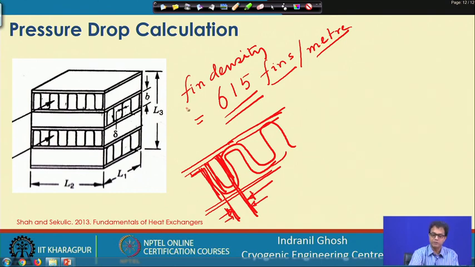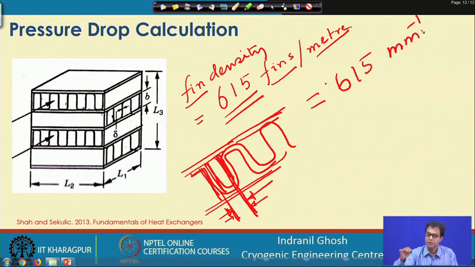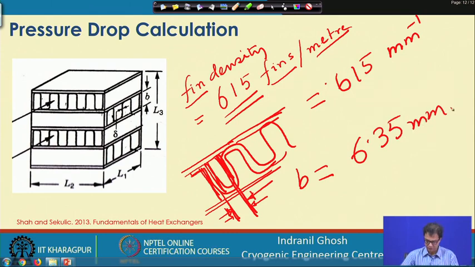So, here we have the fin density, that is 615 fins per meter. Then we have the plate spacing, that plate spacing B, that is equal to 6.35 millimeter. So, we have 6.35 millimeter as the plate spacing.